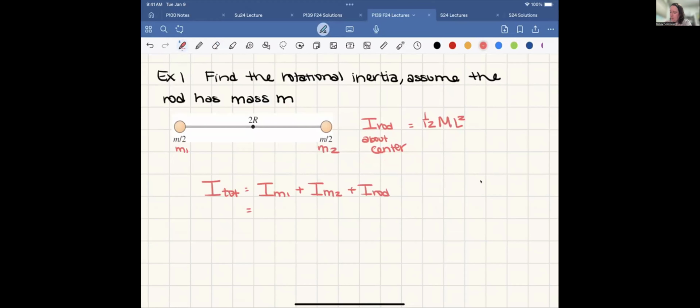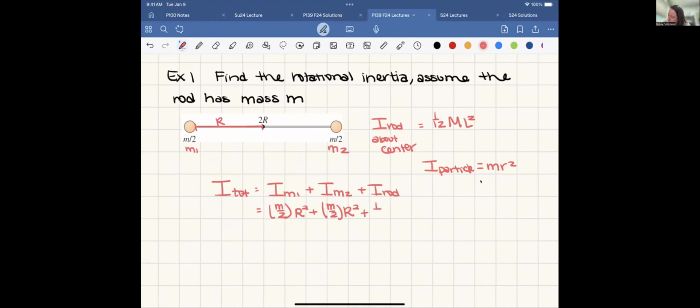So for a particle, it's just mr squared. So let's do that. We have m/2, that's the mass, and then the distance is just r from the center. So that's just going to be m/2 r squared. And it's the same for mass 2, so m/2 r squared. And then 1/12 ml squared. So 1/12, and then it's a lowercase m because that's the mass. And L here is the length, which is 2R, 2r, and that is squared.